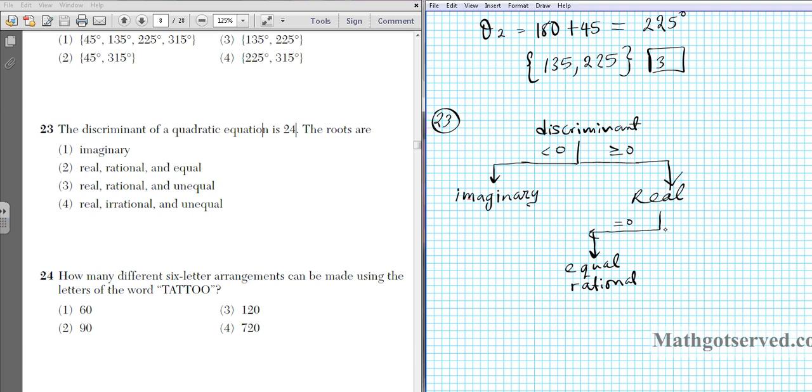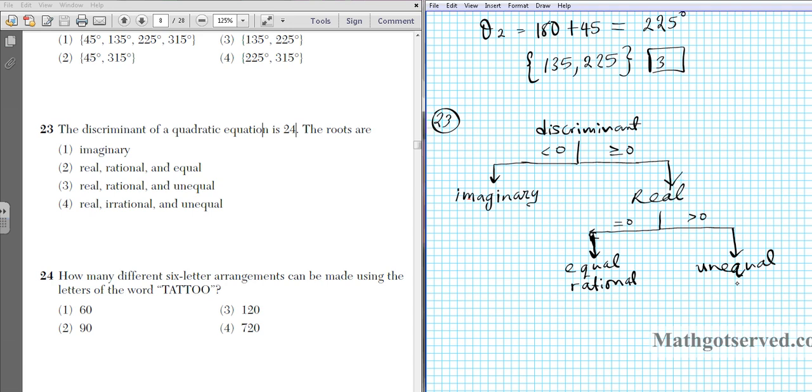Now, if it's greater than 0, they're going to be unequal. When it's equal to 0, you have a situation called the double root where you have two identical roots. They're going to be identical and they're also going to be rational. But if it's greater than 0, you're going to have a square root piece there. So in that case, they're going to be unequal.